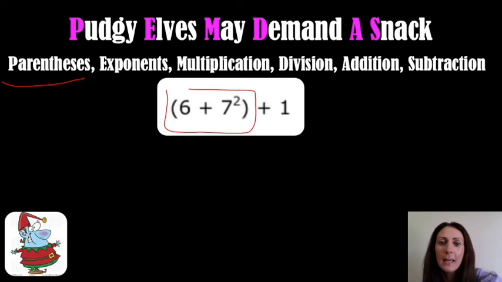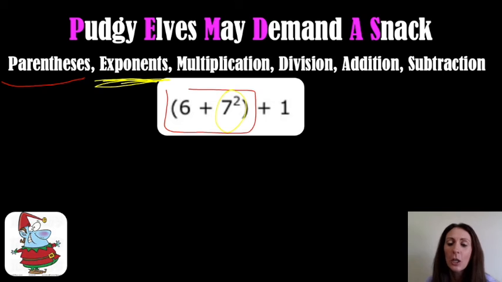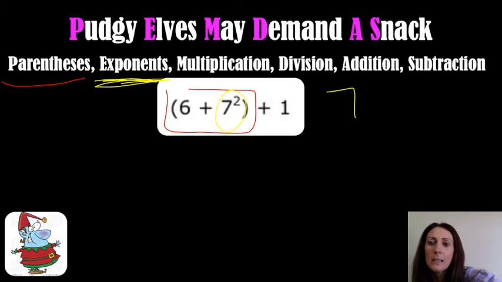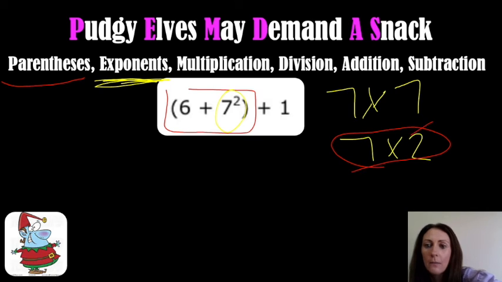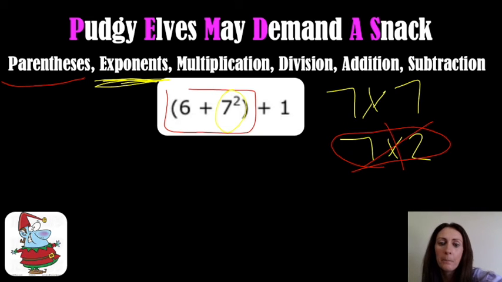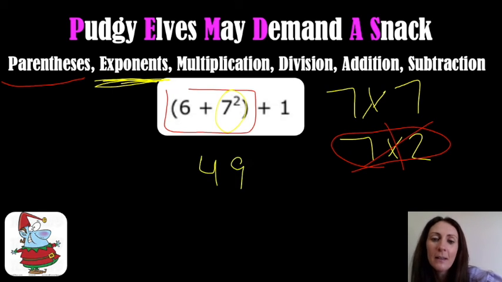Yeah, so if you're saying 7 squared because that's what comes next, you would be correct. So what is 7 squared? Remember, I told you 7 squared is 7 times 7. It is not 7 times 2. You would probably give your teacher a heart attack if you said 7 times 2. What is 7 times 7? You got it, 49. So then I'm going to rewrite my problem.